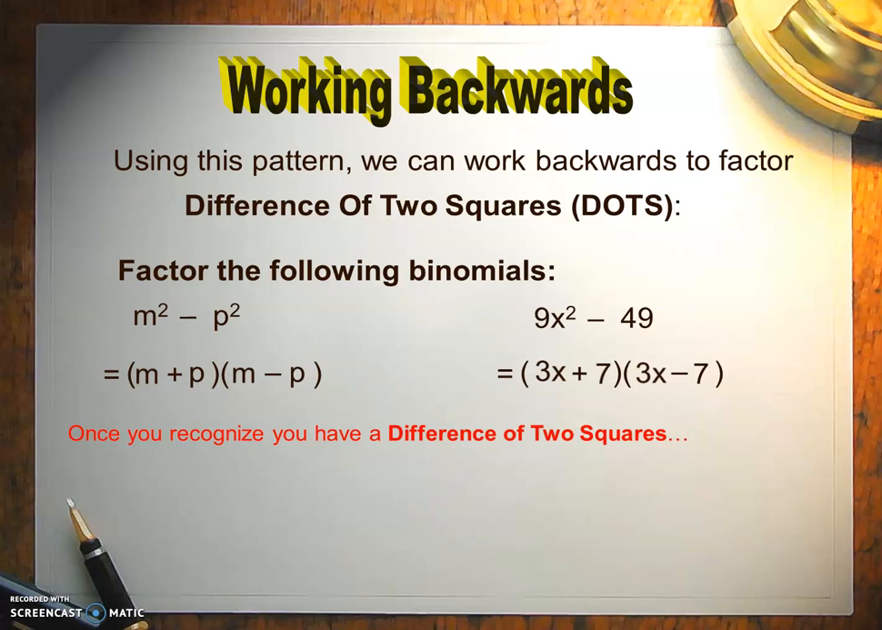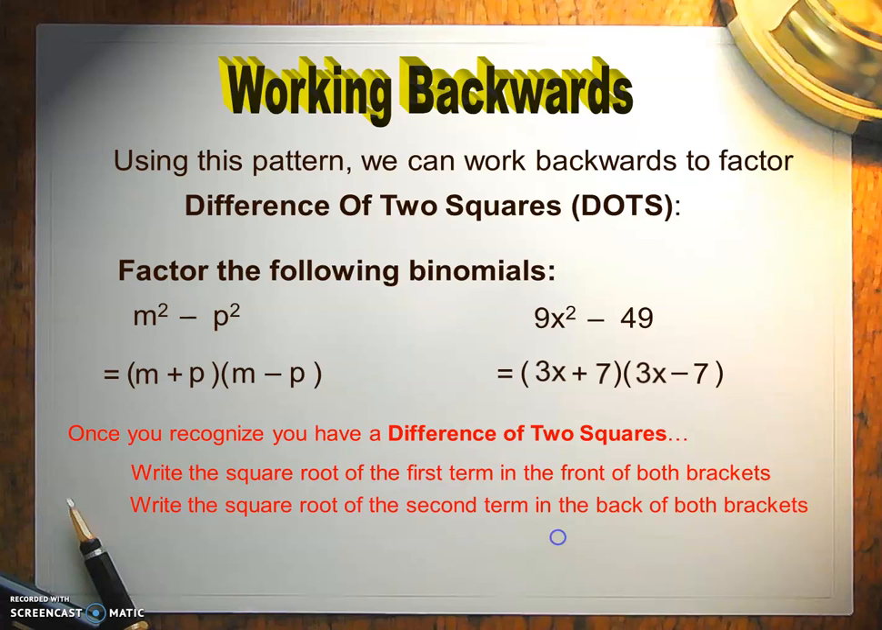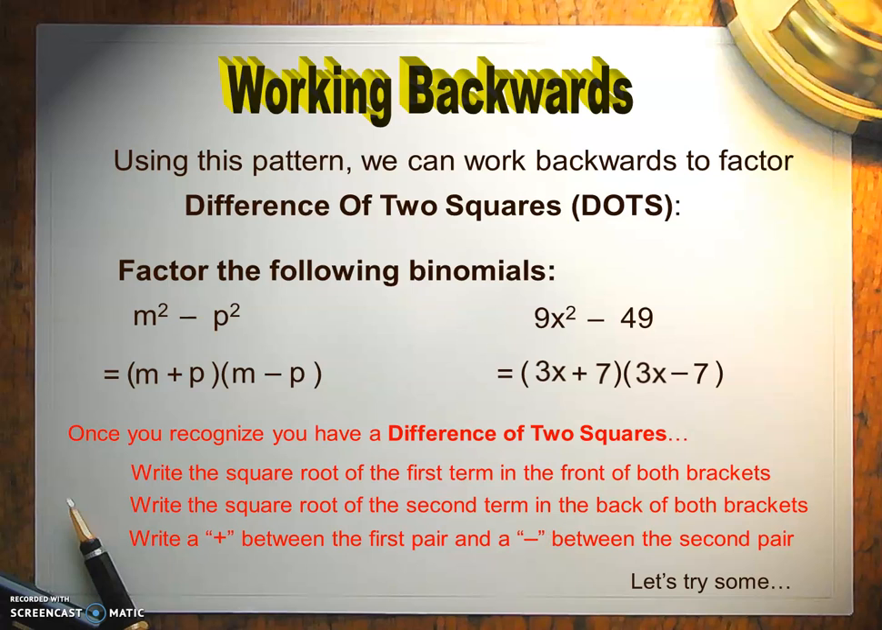So once you have recognized you have a difference of two squares, you're going to write the square root of the first term in the front of both brackets. That was the m's or the 3x's. You're going to write the square root of the second term in the back of both brackets. That's the p's or the 7's. And you're going to put a plus sign in the first bracket and a minus sign in the second bracket. So let's try some and see if you can factor following this pattern.